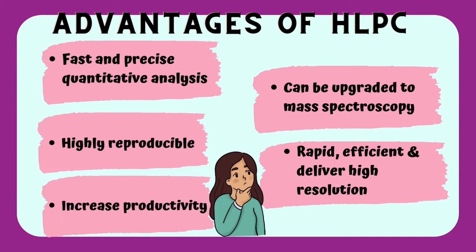Next, it can also be upgraded to mass spectrometry, as this combination is the most frequently used technique for analyzing secondary metabolites. HPLC allows powerful and rapid separation, while mass spectrometry has immediate plus highly sensitive detection.